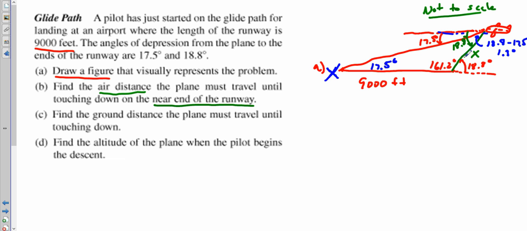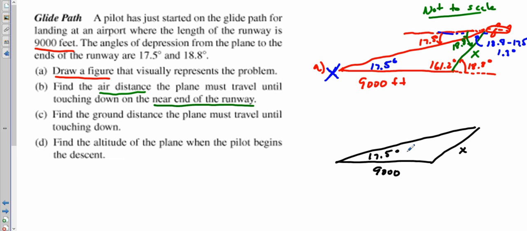And so now with that, we can maybe rewrite this. I'm going to just redraw this because it's going to look a little bit nicer. We're going to be looking for X. We know this is 9,000. We know this is 17.5 degrees. We know that this angle right there is going to equal 1.3 degrees, and this angle right there is going to be 161.2 degrees. So now we want to figure out what this angle X is going to be.